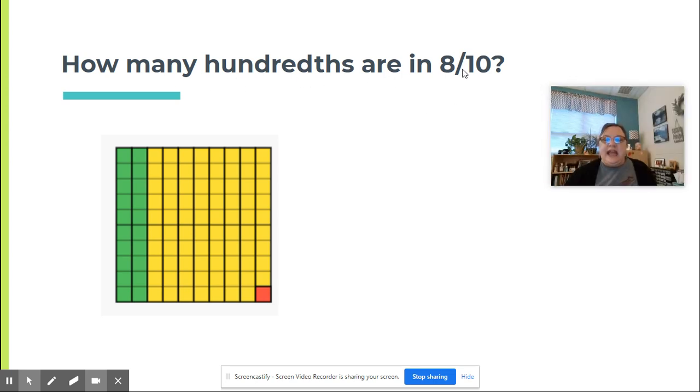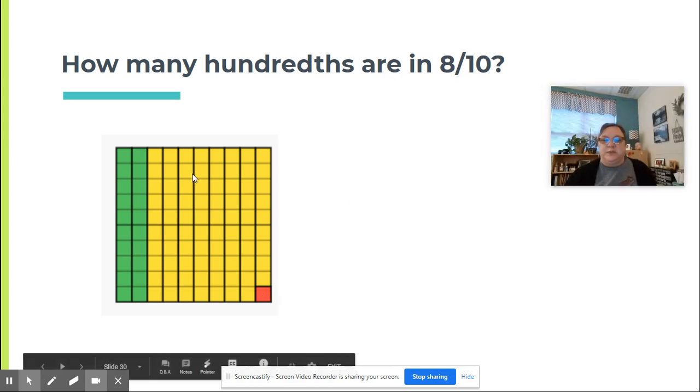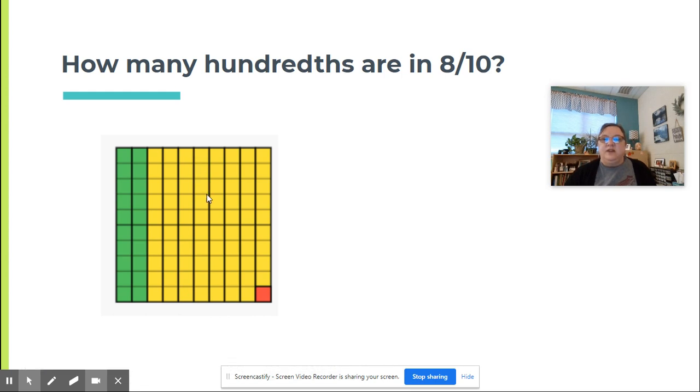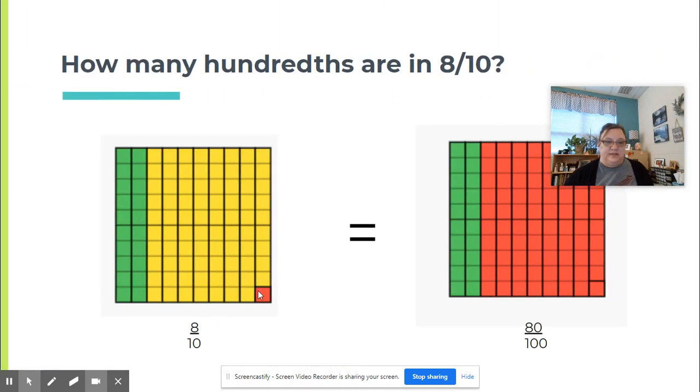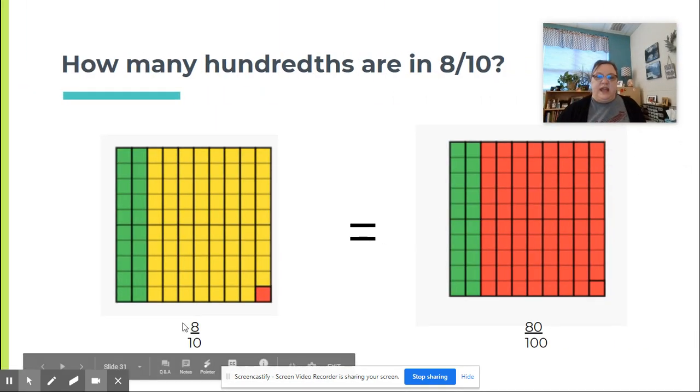How many hundredths are in 8/10? So pretend this is yellow too, but how many hundredths would be in this part of this picture? 8/10, these are tenths when you count them as strips. And if you count them as little bitty units, they are hundredths. So there are 1, 2, 3, 4, 5, 6, 7, 8, 9, 10 in each one. So we've got 10, 20, 30, 40, 50, 60, 70, 80 hundredths. So 8/10 is equal to 80 hundredths.